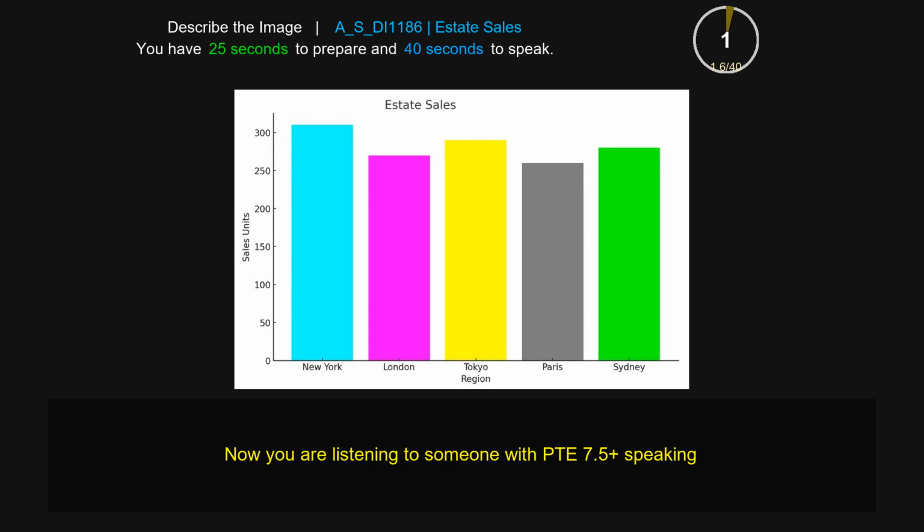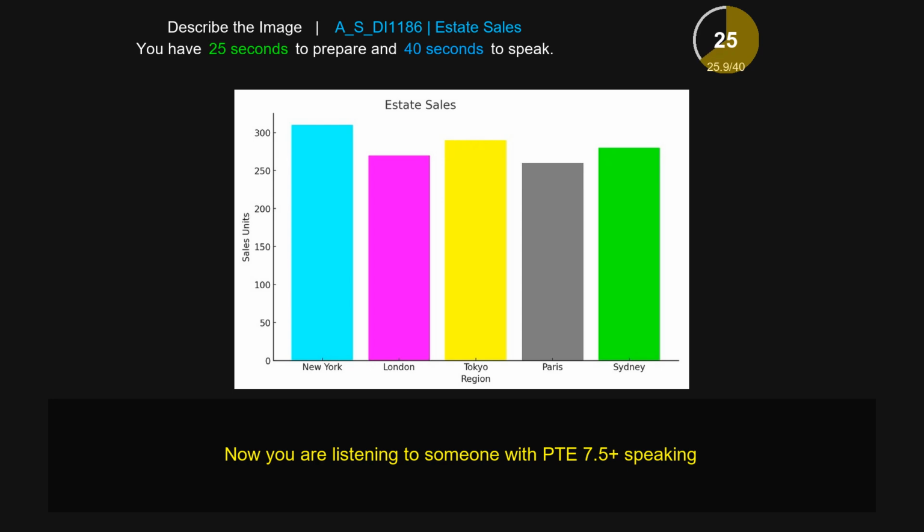The bar graph depicts information about estate sales, where on the x-axis we can see the names of different regions and on the y-axis we can see the sales units. The words that I have observed in the bar graph are New York, London, Tokyo, Paris and Sydney. And the numbers that I have noticed in the graph are 0, 50, 100, 150, 200, 250, 300, where the highest number is 300 and the lowest number is 0.